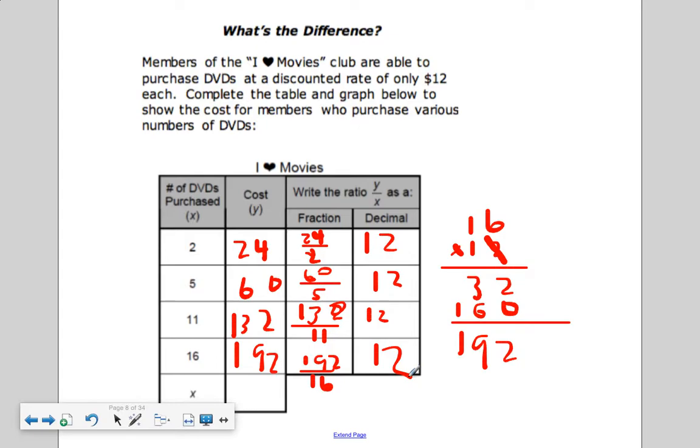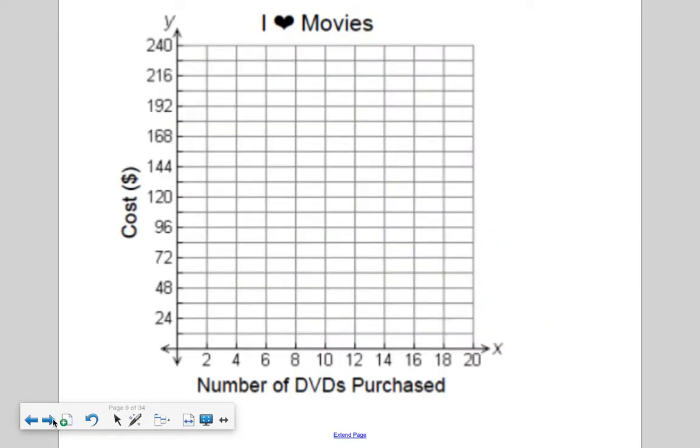For example, if I buy 7 DVDs, the constant of proportionality is 12. 7 times 12 is $84. If I buy 9 DVDs, 9 times 12 is $108. This never changes, because it's always $12 for every DVD. So let's graph this.